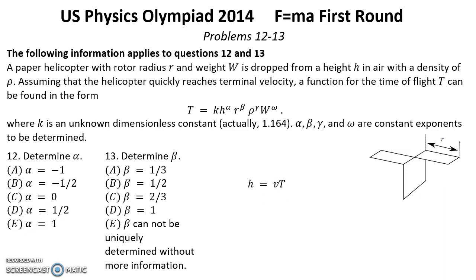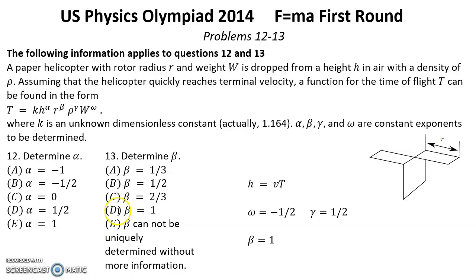Question 13. First, in this expression, only W has a dimension with time, which is reverse time squared. It means that omega equals negative 1/2. But only rho has units of mass as well as W. It means that gamma equals positive 1/2. So we know omega, gamma, and alpha, and it's easy to find that beta equals 1. So the correct answer is D, beta equals 1.